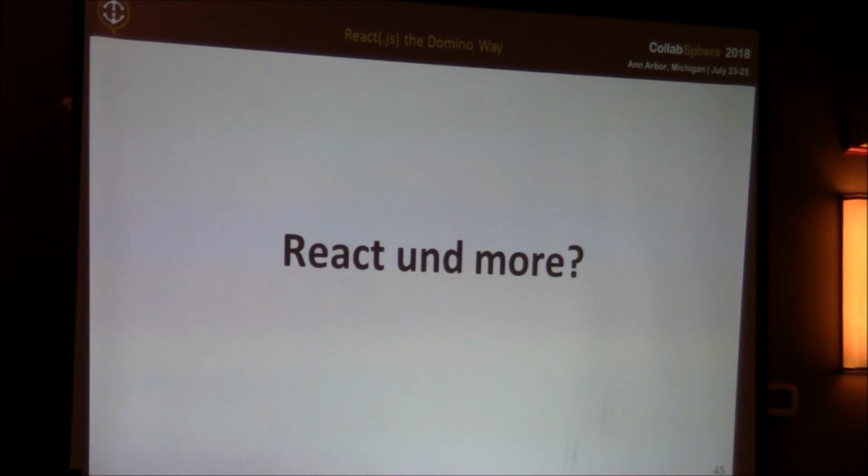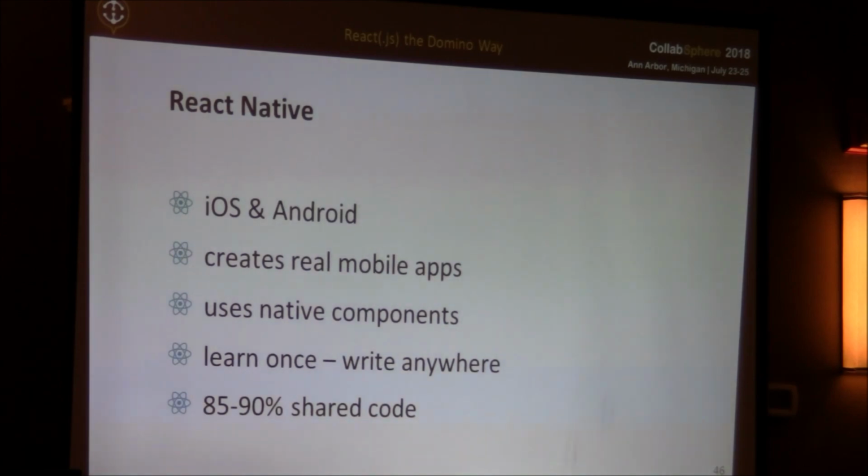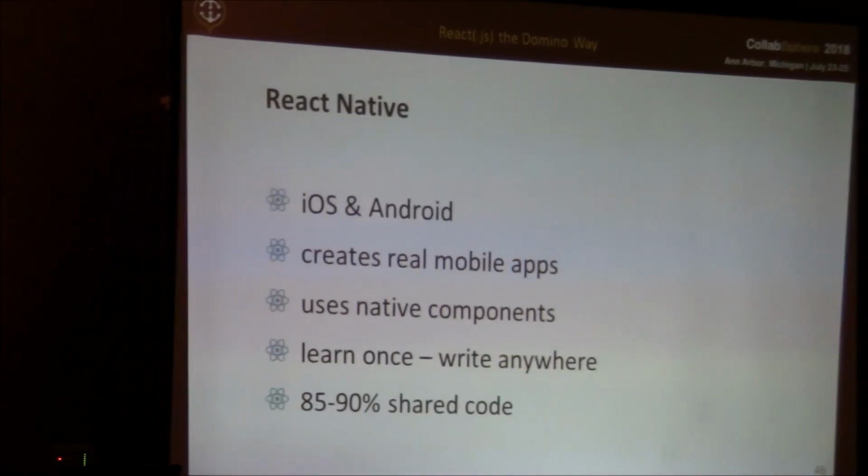So React and more. There's React Native, that is the other renderer for iOS and Android that creates real mobile apps. It uses the native components, and it's not 100% compatible, so you can't just take this and run it or compile it for the mobile world, but the estimate is that 85–90% of the code is usable.